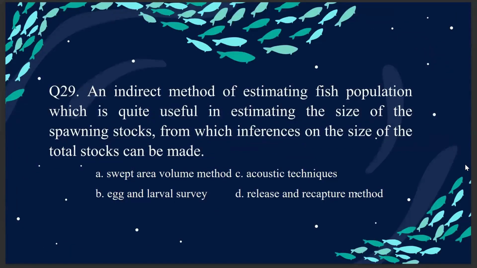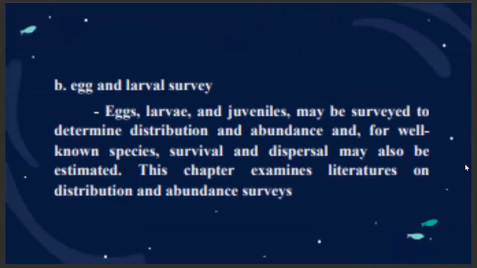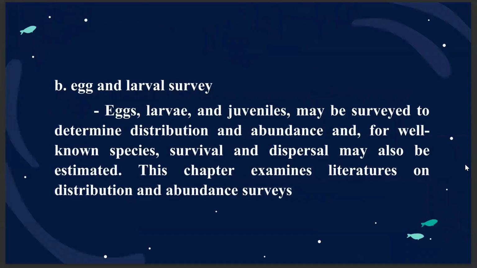Question number 29. Indirect method of estimating fish population which is quite useful in estimating the size of the spawning stock, from which inference of the size of the total stock can be made. A. Swept area volume method. B. Egg and larva survey. C. Acoustic techniques. Or D. Release and capture method. The answer is B. Egg and larva survey.